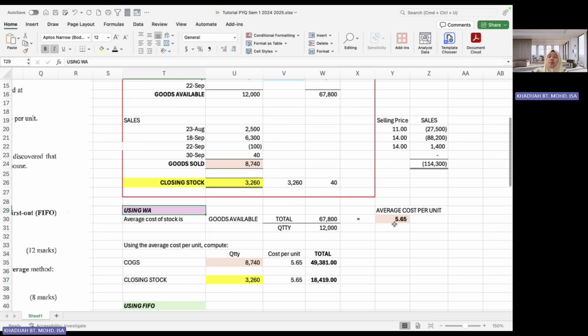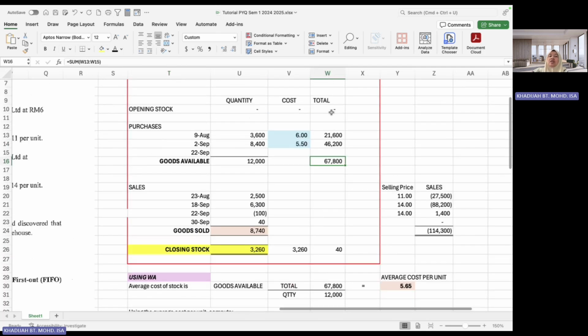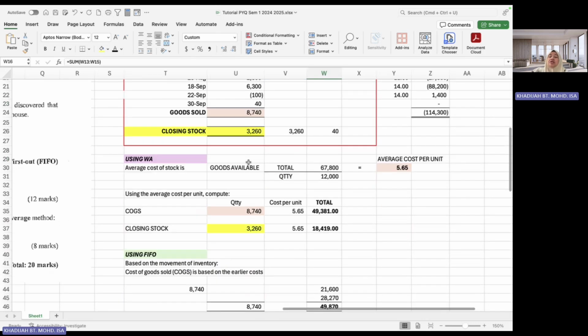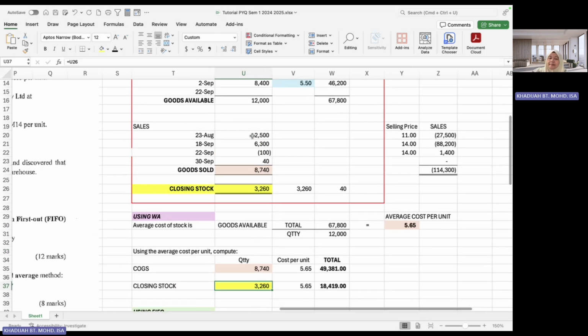So how to compute the weighted average? You have to put your total cost of your goods purchases, or if you have balances, then that total cost of goods available is included. Goods available divided by the number of units, you get average cost per unit. Use that average cost per unit to compute the totality of your cost of goods sold and the closing stock, based on the numbers that you have derived from the computation here.